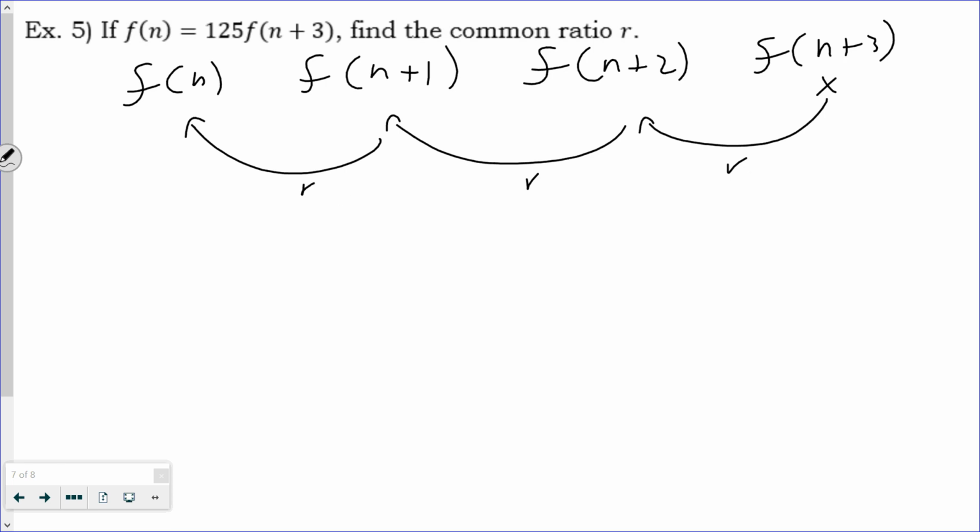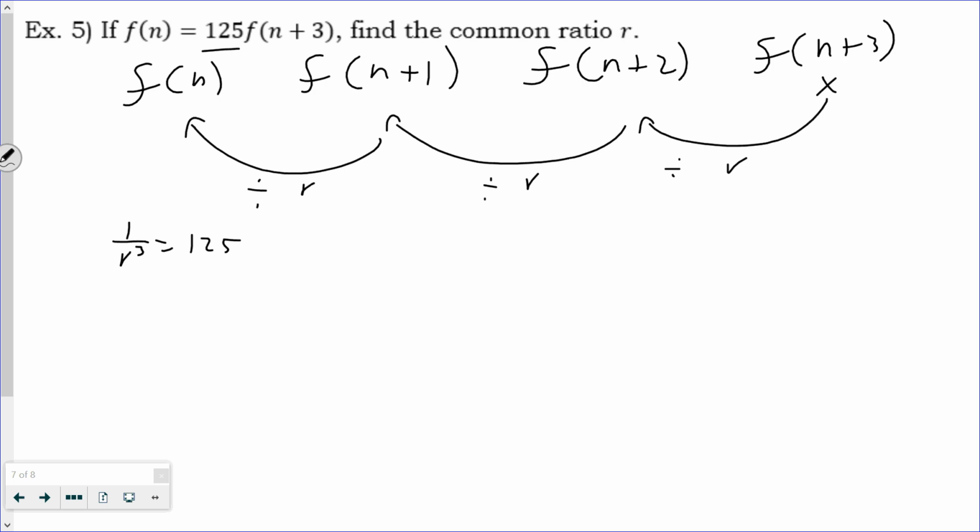So I'm kind of going backwards and I'm dividing by r each time. That tells me that 1 over r cubed equals 125. Does that make sense? Are you good with that? Right? Because I'm dividing f of n plus 3 to get to f of n. You divide f of n plus 3 by 125 to get to f of n.